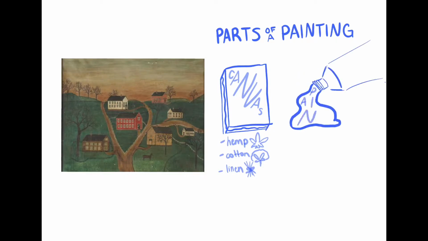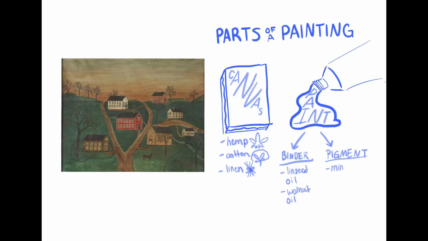Next, of course, we have the paint. Oil paint, which is typically the type of paint used for canvas, is made up of 2 components, a binder and a pigment. A binder is a drying oil medium, such as linseed oil, walnut oil, or poppy seed oil. And then we have pigments, which can consist of a wide variety of powdered substances, such as insects, minerals, stones, and plants.